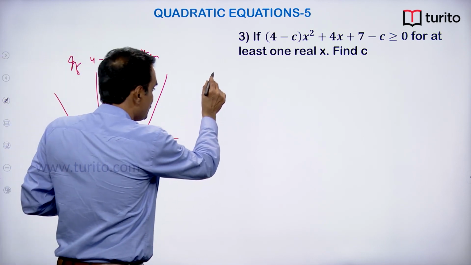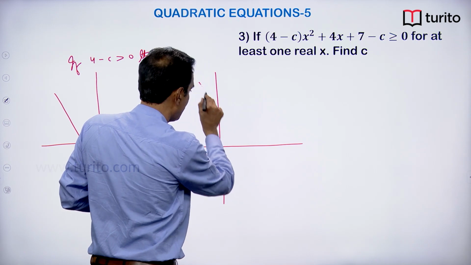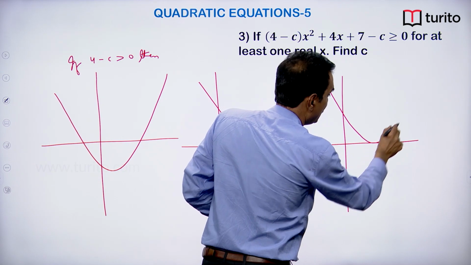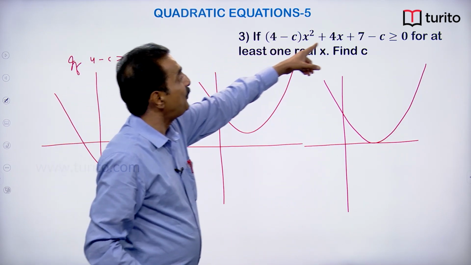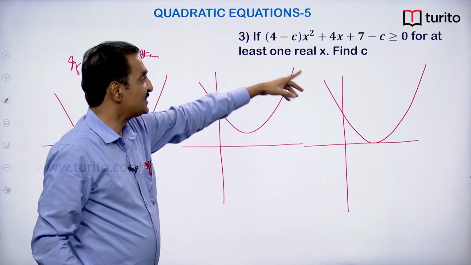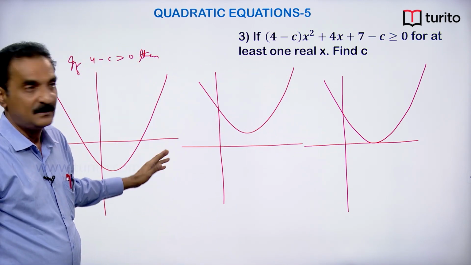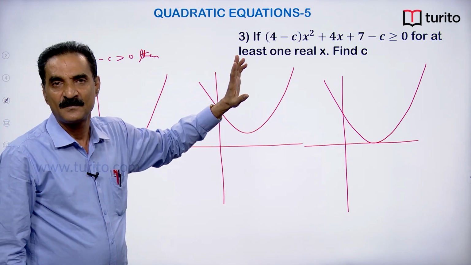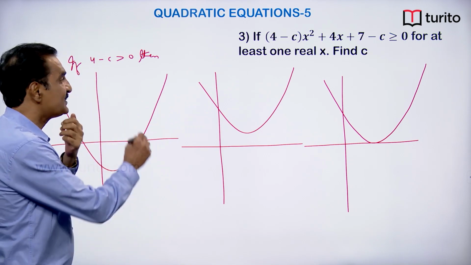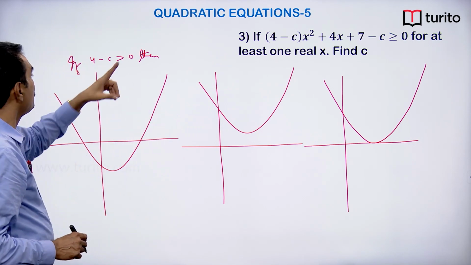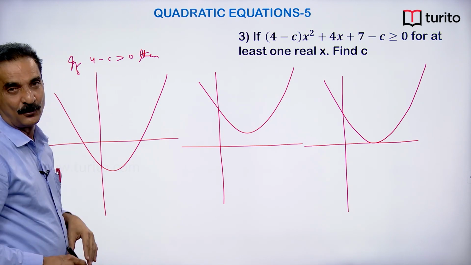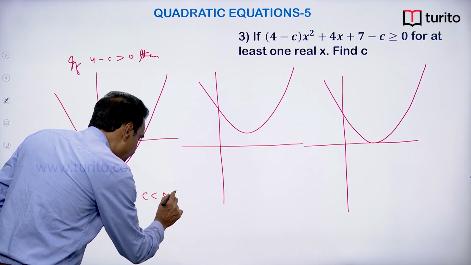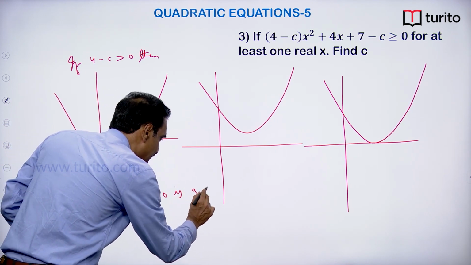In all the cases, in all these cases, it is greater than or equal to 0 for at least one real x is true, because the expression is taking positive values somewhere. Okay. Therefore, it is always true, and if 4 minus c is greater than 0, c is less than 4. So, c is less than 4 is a solution.